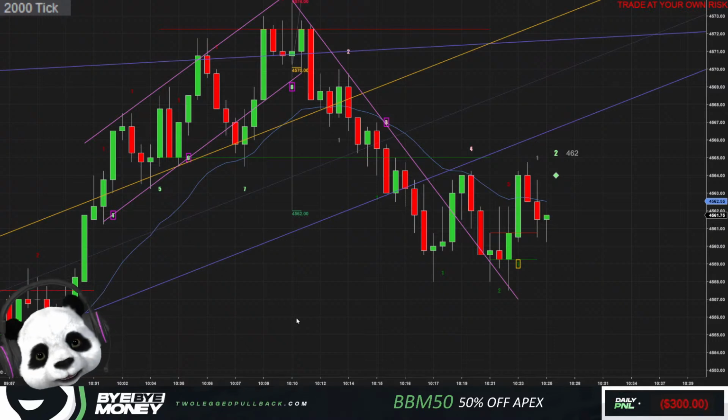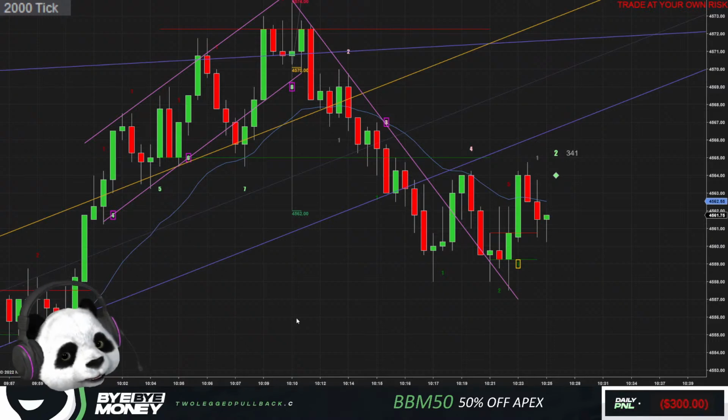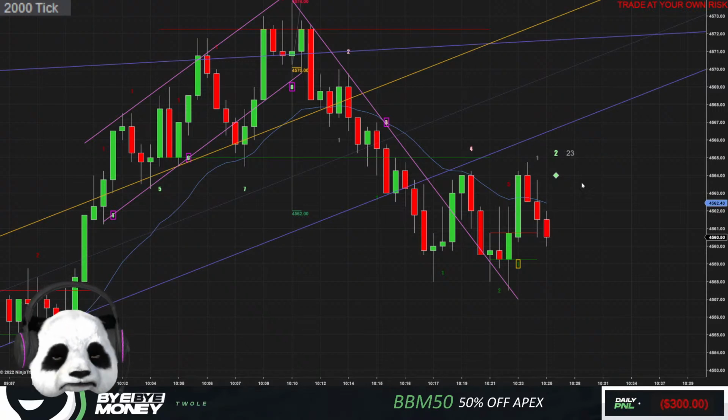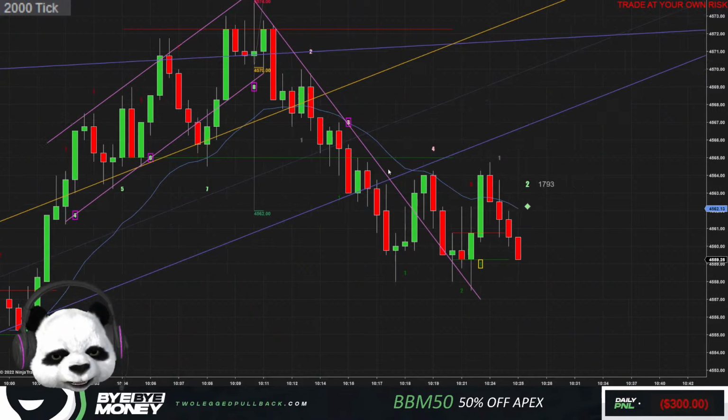I will basically take a second entry, fail second entry short at this point. Confusing price action below the 20 MA.